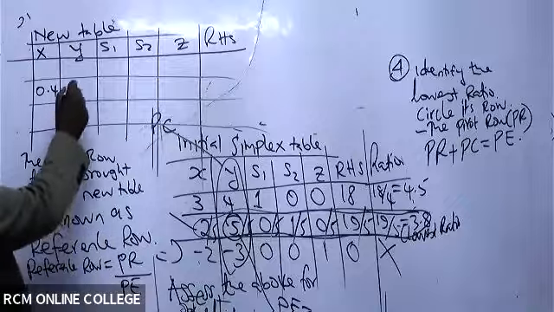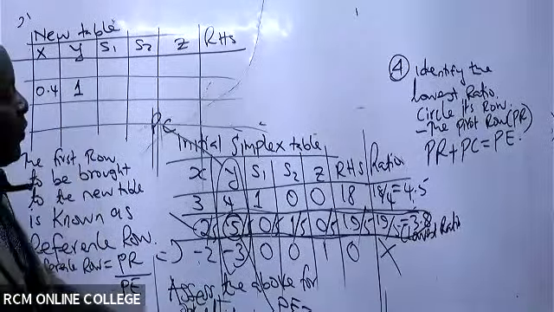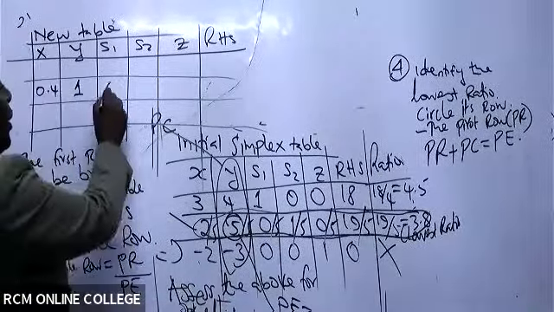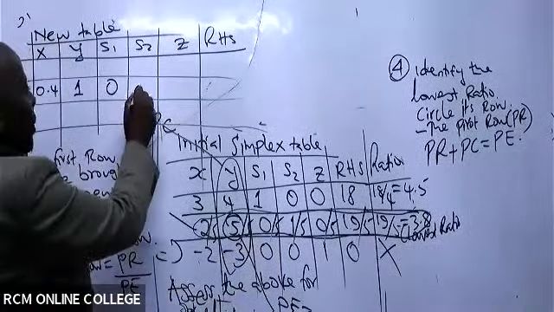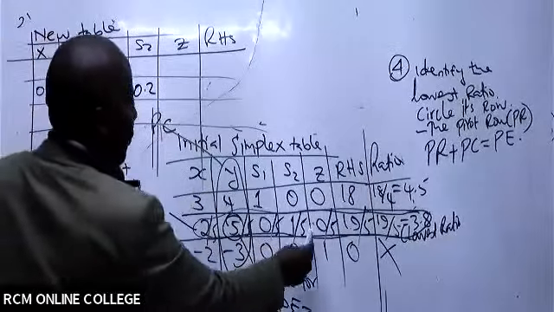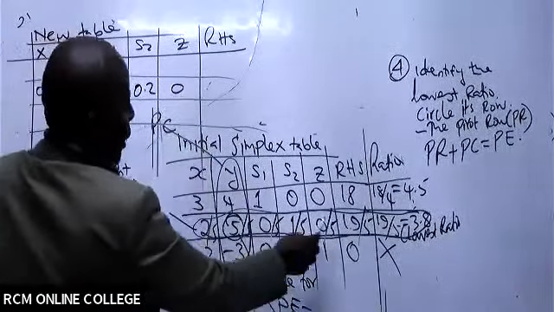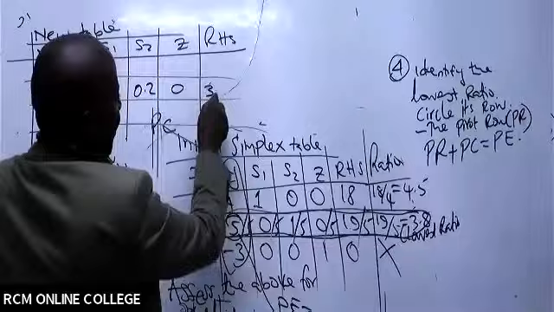I know this is 1. From there, we have 0 over 5. I know this is 0. Then we have 1 over 5. I know this is 0.2. Then we have 0 over 5, which is 0. And then 19 over 5 is 3.8.